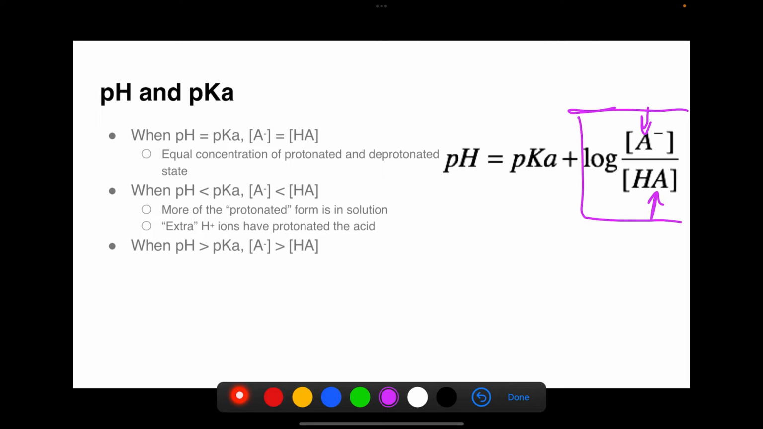The opposite is also true. When the pH is greater than the pKa, that means we have a higher concentration of conjugate base than we have acid. This means that more of the deprotonated form is in solution, more of the A-. Again, thinking about this mathematically, if pH is going to be greater than the pKa, this term here must yield a positive number, which happens when the numerator is greater than the denominator.